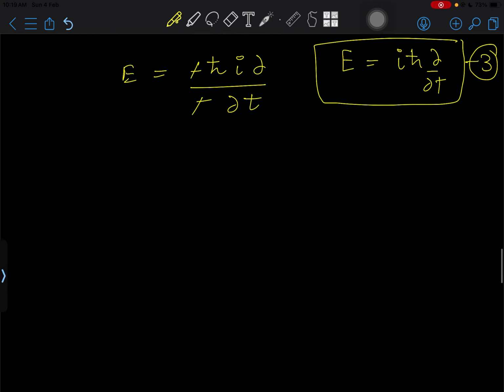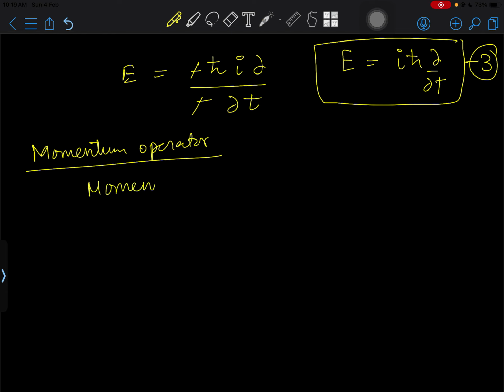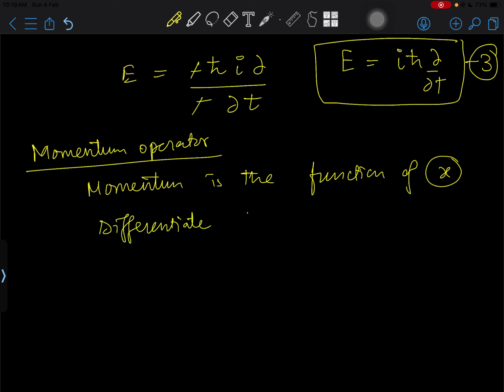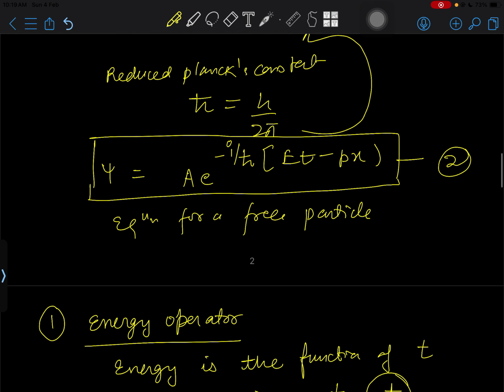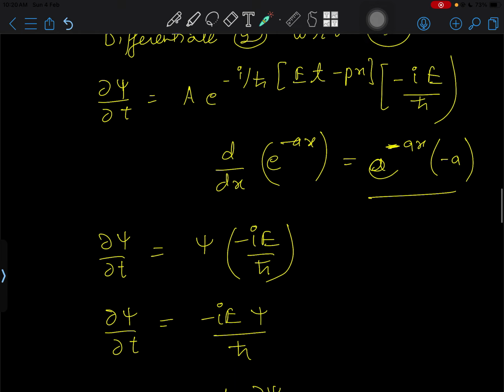Now to understand the concept of the momentum operator, we know that momentum is a function of x, the displacement. So we need to differentiate ψ with respect to x. This particular expression needs to be differentiated with respect to x so that we get the momentum operator. So we need to find ∂ψ over ∂x.